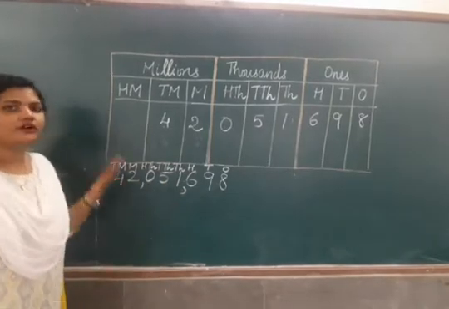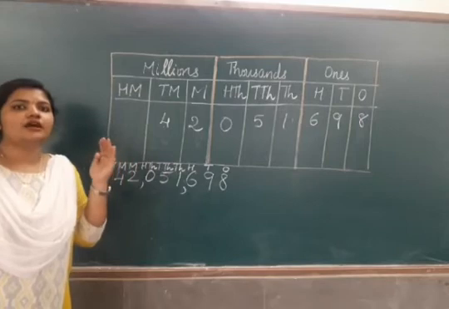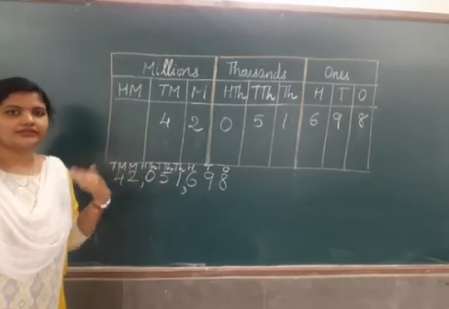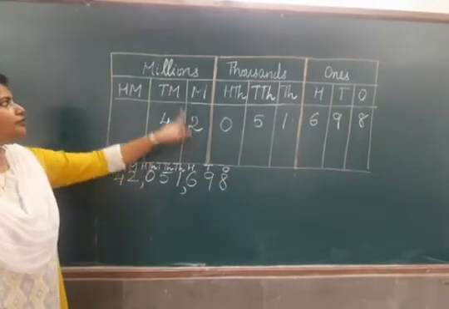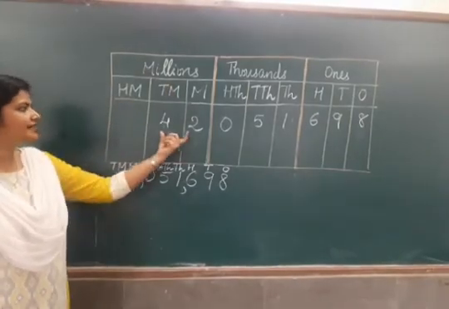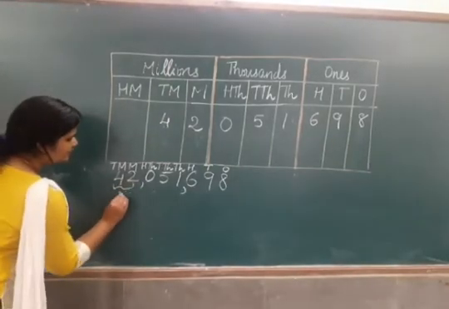Okay, as I have already told, digits belonging to the same period are read together along with the period name. So here 4 and 2 belong to million. So it is read as 42 million. So this belongs to million.